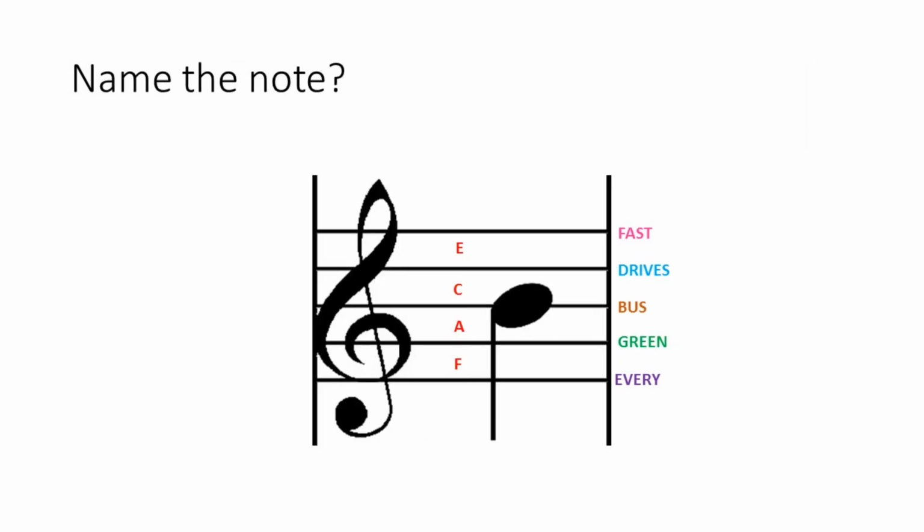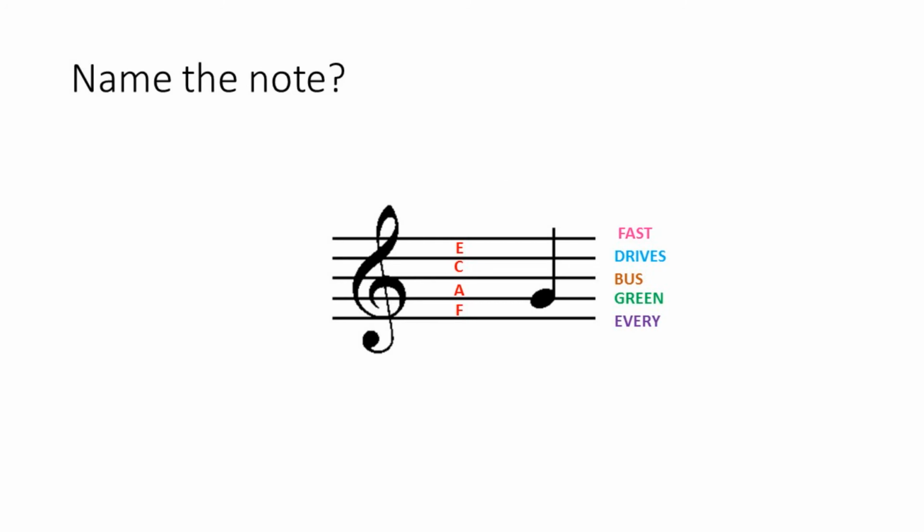So now we've learnt our rhyme, we're going to have a look at some of these notes in our musical stave and try and work out which note it is. So here, the first note, we have it going through the third line. The note head is going through that line. So we count through to the lines, every green bus. And you'll see that it is going through the line that says the word bus. So that makes that note into a B.